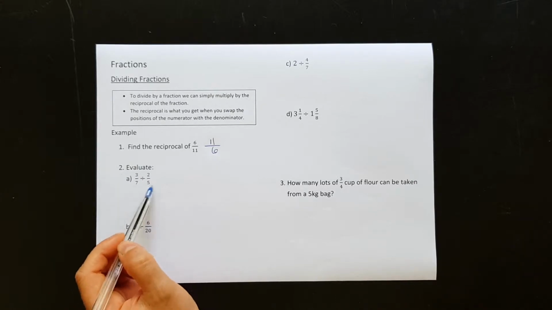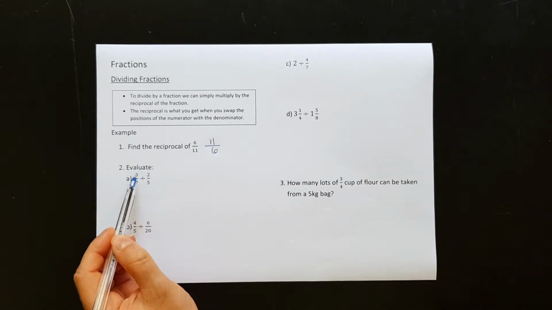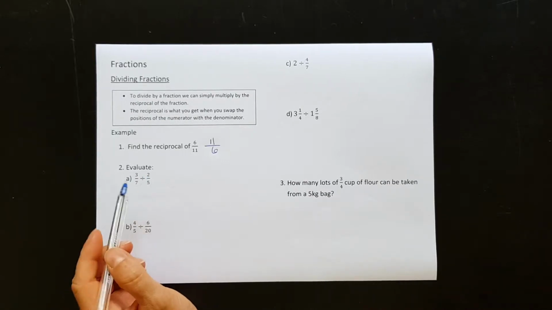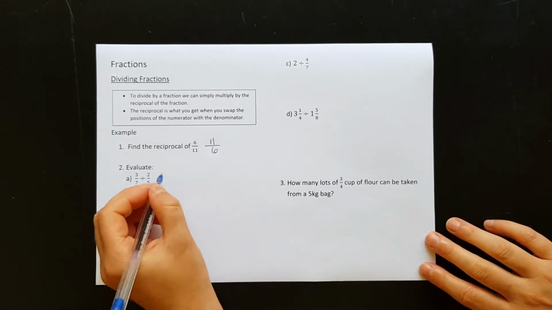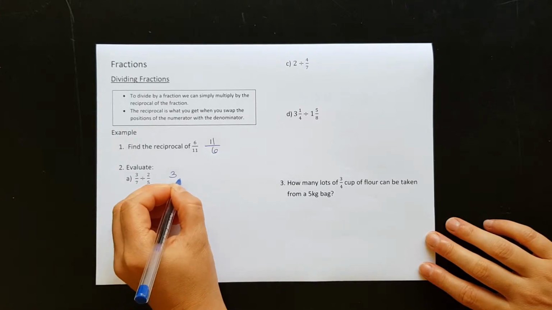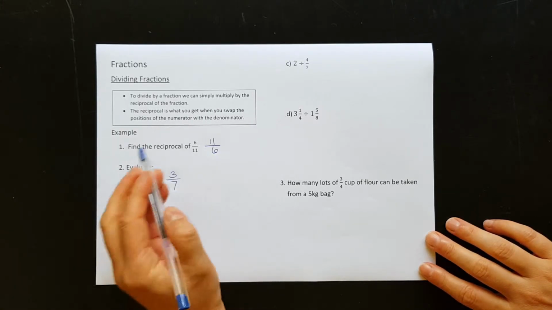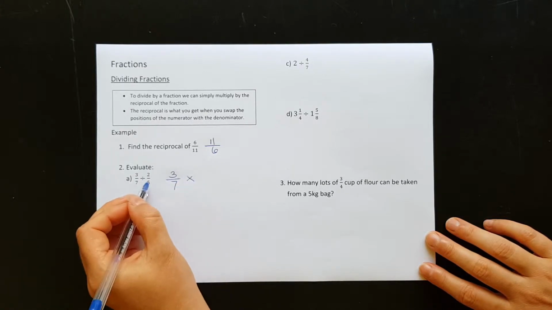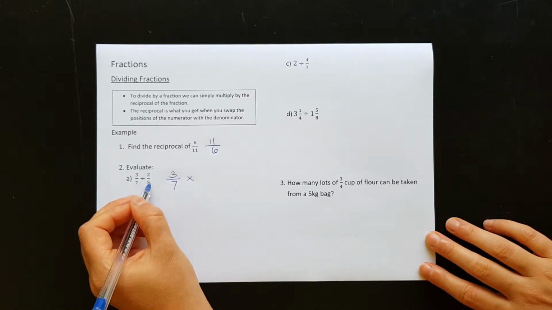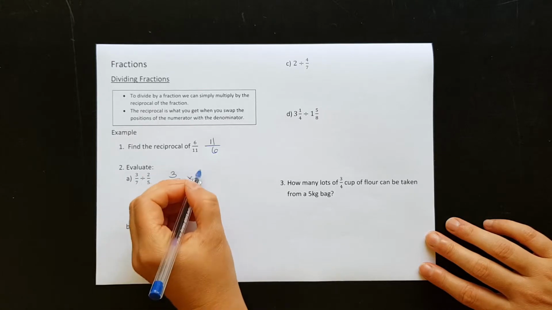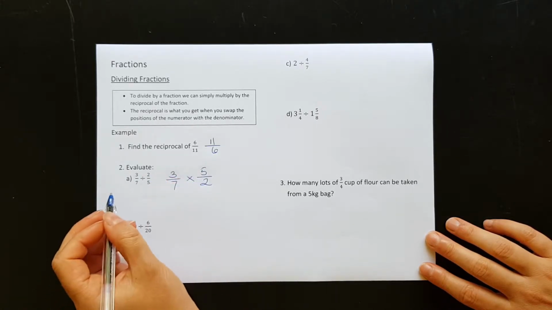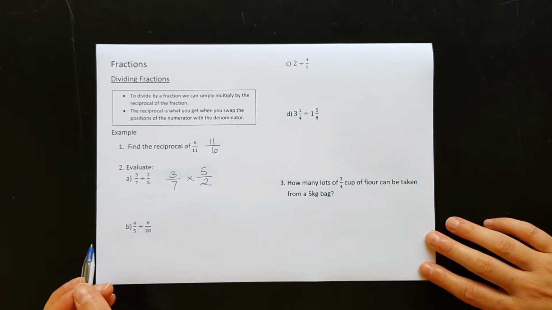So if we want to evaluate this here, 3 over 7 divided by 2 over 5, all we have to do is leave the first fraction, 3 over 7. We can change the divide into a multiply sign if we take the reciprocal of the second fraction here, which will make it 5 over 2. Okay, so we learned about multiplying last lesson.